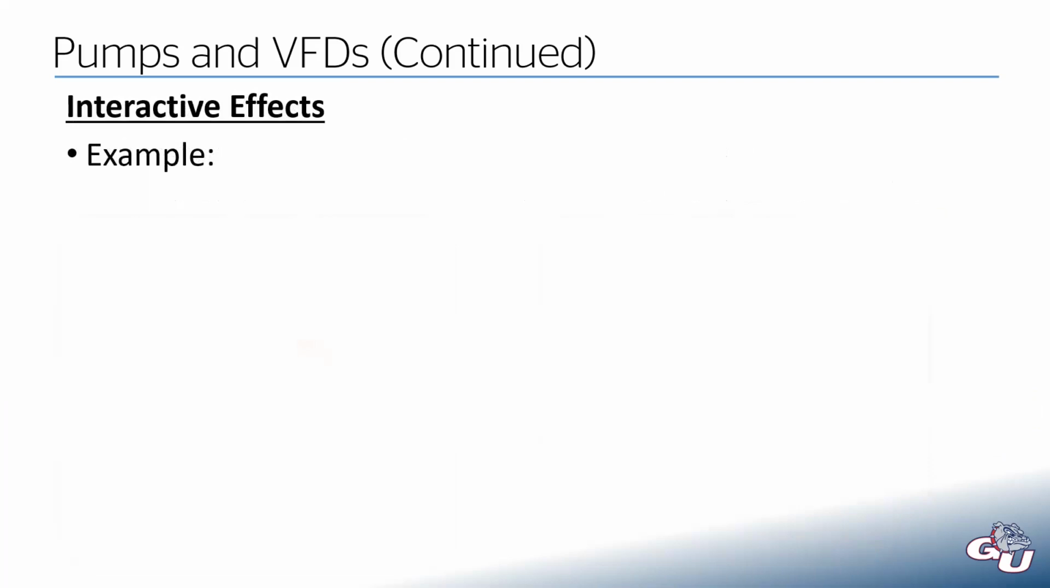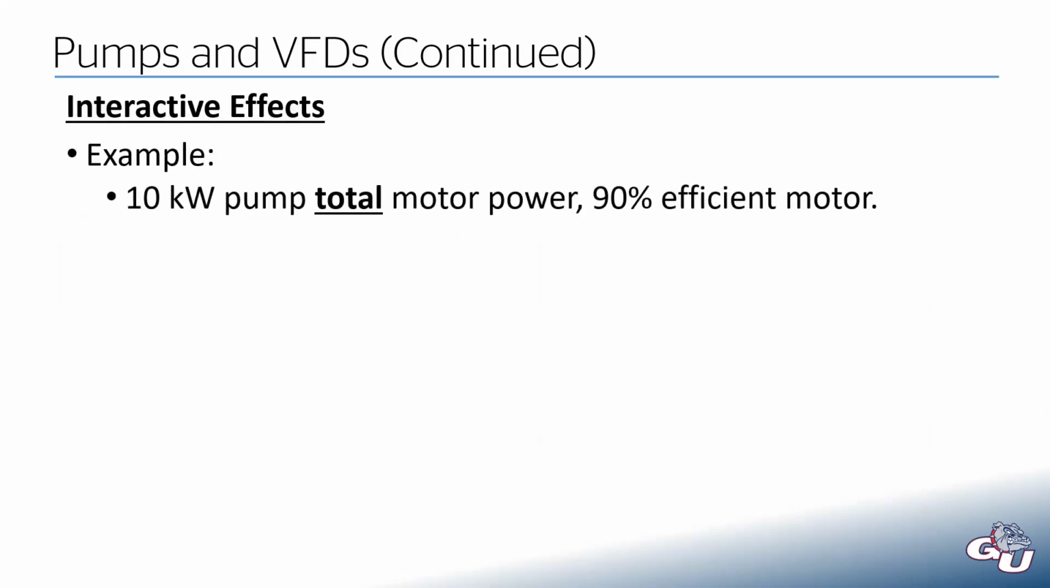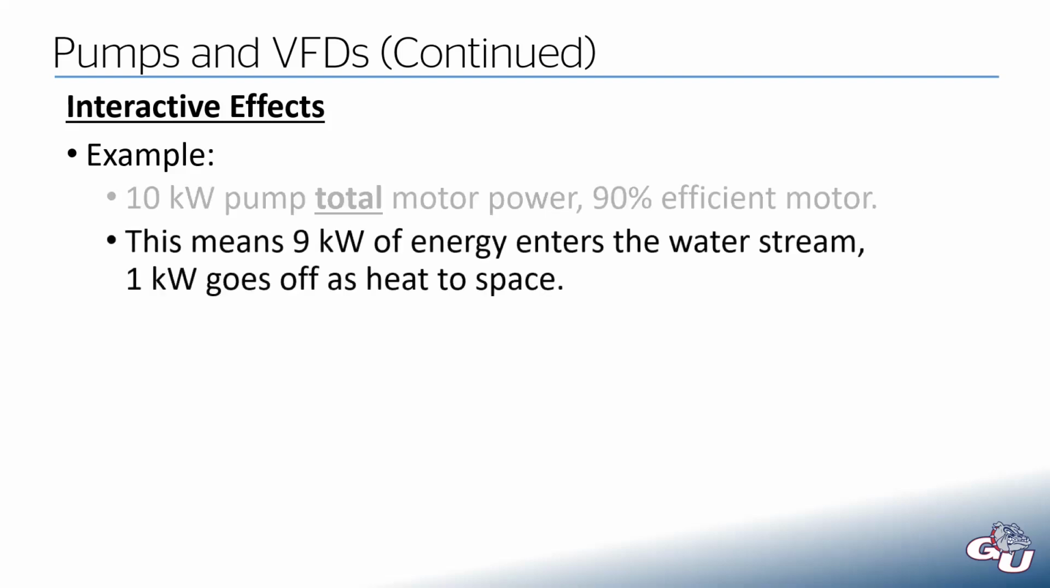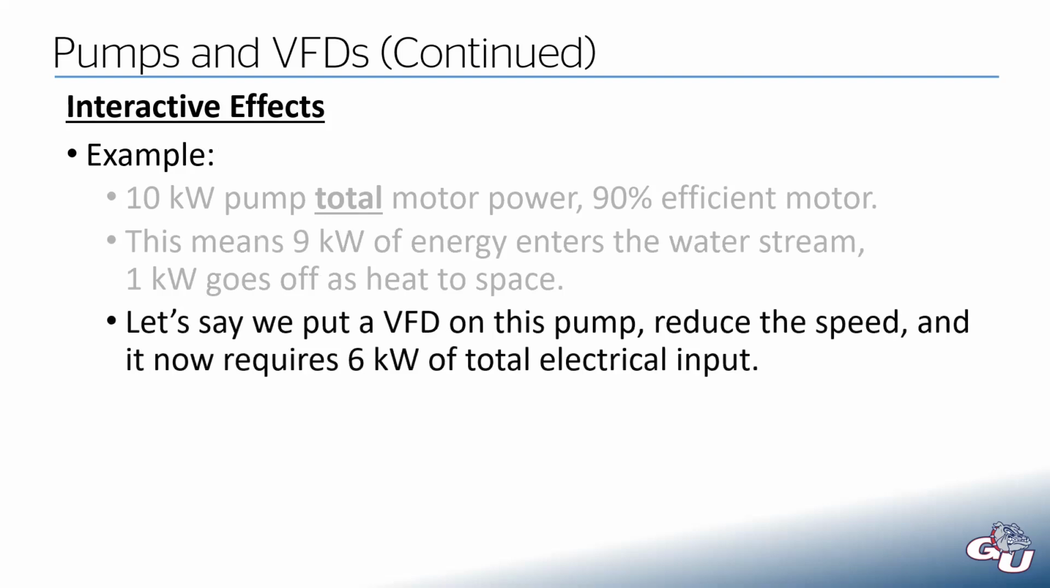Quick example. Again, I'm going to move through this kind of fast because this is kind of review. If we have 10 kilowatts of pump total motor power and it's a 90% efficient motor, that means 9 kW of that is going to go into the water, and then 1 kW will just go off as heat into the space. And if we stick a VFD on that pump, reduce the speed, and let's say now it's going to require 6 kilowatts.